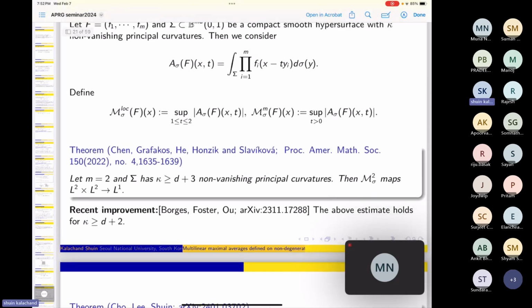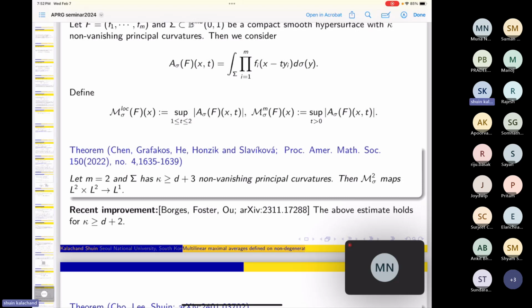And of course, we can interpolate with the trivial estimates, like taking one function out with the sup norm, and then it will be a linear maximal function. Then we can interpolate with the L2 times L2 to L1 estimate and prove estimates, but we cannot prove an estimate when the target space is a non-Banach space, meaning some Lp1 times Lp2 to Lp when p is less than 1. Those estimates are not known for this operator, even if m is 2.